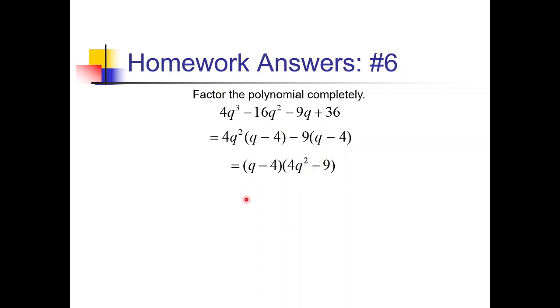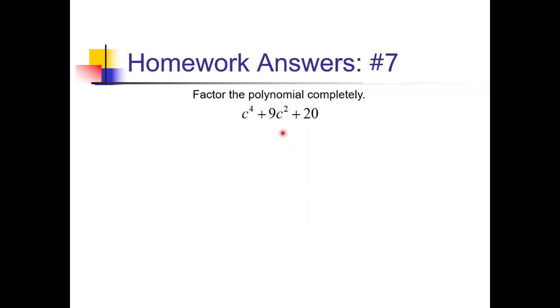We have the q minus 4 we already took out here. And then the square root of 4q squared is 2q. Square root of 9 is 3. So we can do this as 2q plus 3 and 2q minus 3.